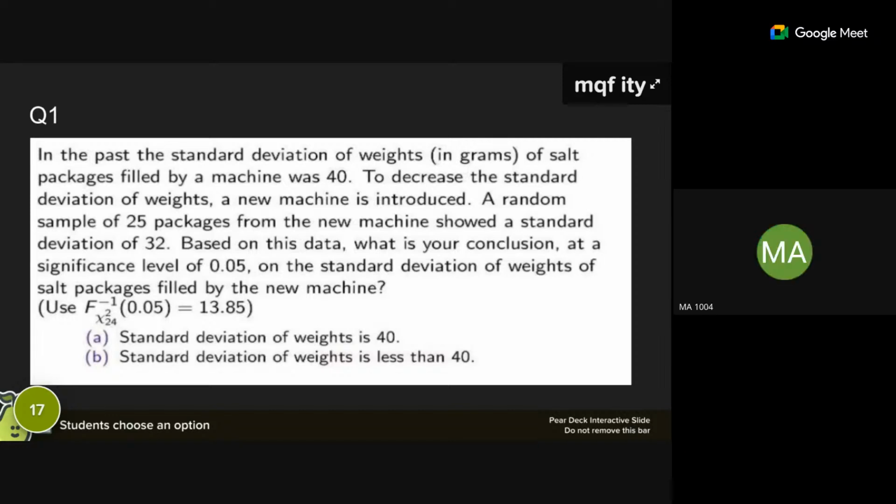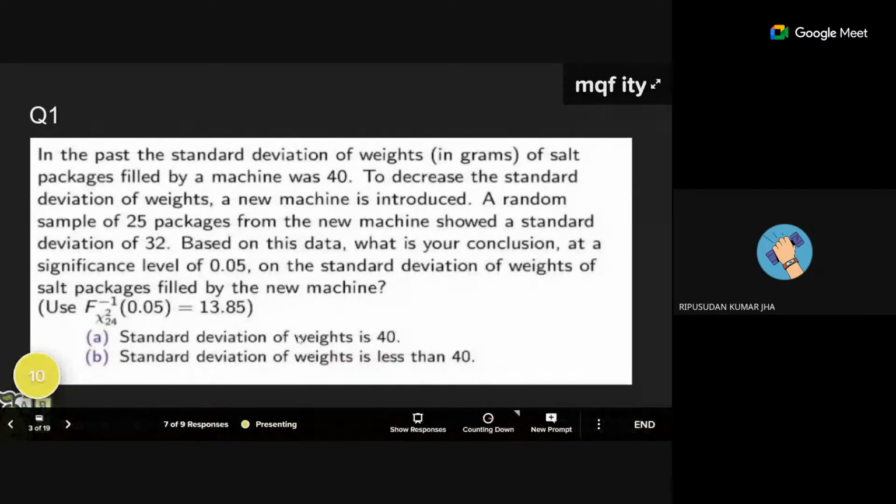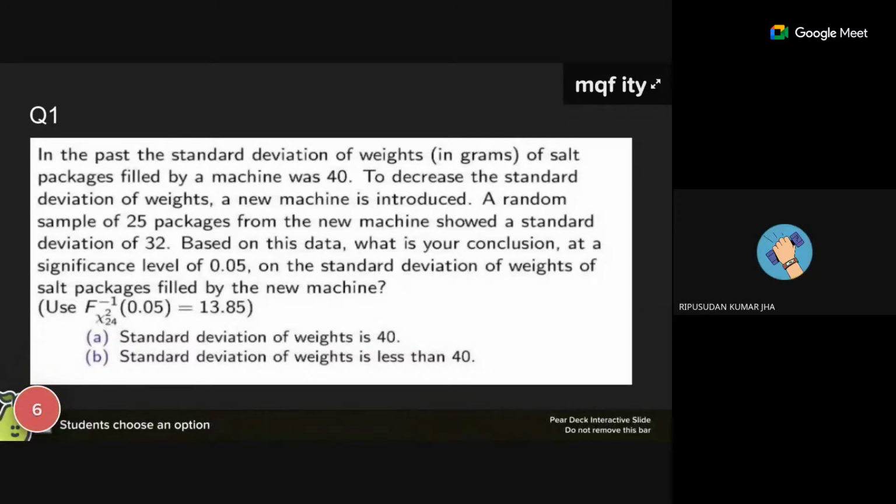Okay, so let's discuss the solution. Ma'am, your voice is low. Okay, is it fine now? Yes, ma'am, fine. Okay, so yeah, how to start this? Start with this question.